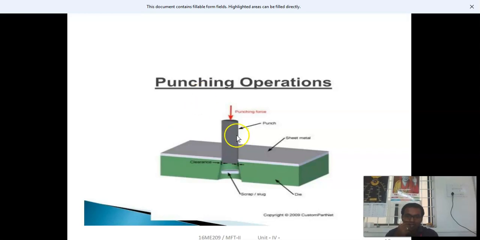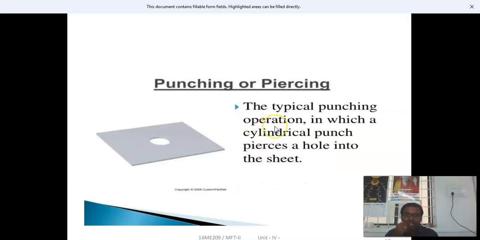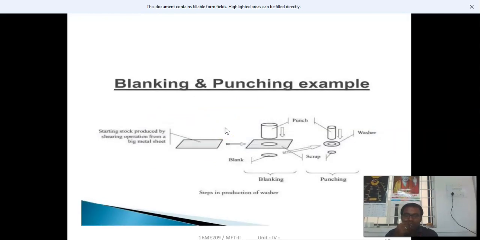Here, with the help of a punch, force is made to pass into the sheet metal and the required shape is formed in the sheet metal. In the typical punching operation, a cylindrical punch pierces a hole into the sheet. This is also known as piercing. Next is blanking and punching. This image depicts the blanking and punching example.